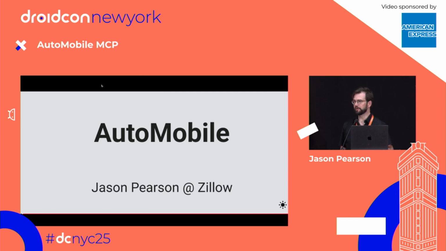So you might be wondering what that was about. I'm open sourcing a project I'm calling AutoMobile, because mobile automation. And my name is Jason Pearson, and I'm an engineer at Zillow.